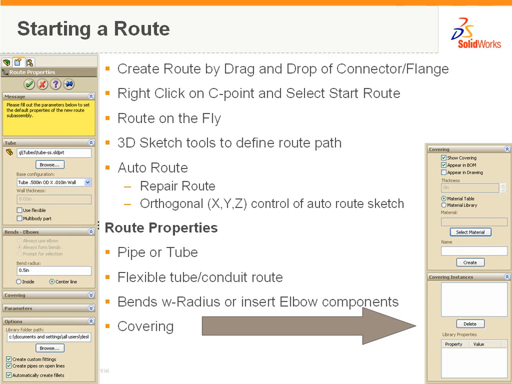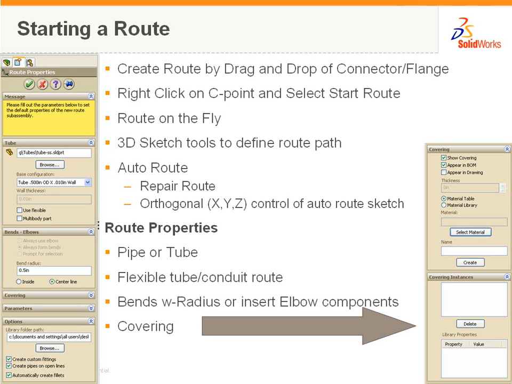Or with SOLIDWORKS 2007, we have the ability to create routes on the fly. That is, we can take an assembly with non-routing components, open a new route, and then generate connector points on these non-routing components. After we have our route started, we can then use our 3D sketching tools to specify the route path. Or we could ask SOLIDWORKS to help determine the path for us using the auto route tool.